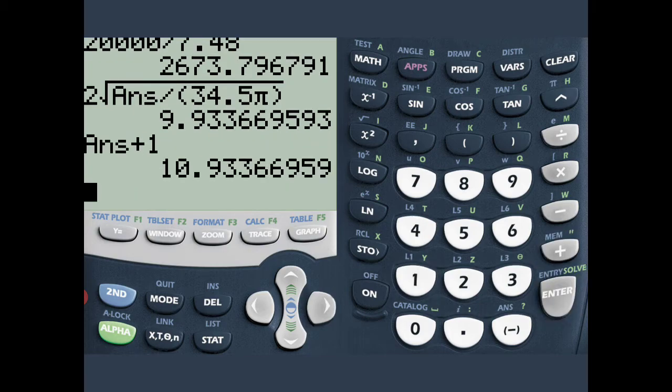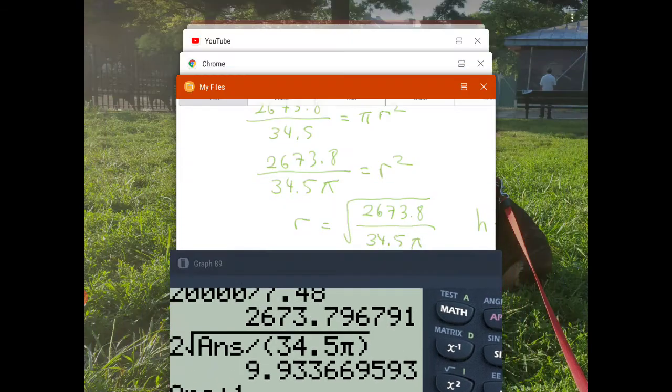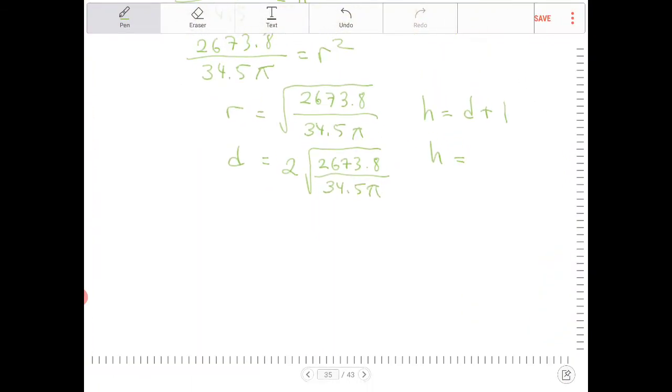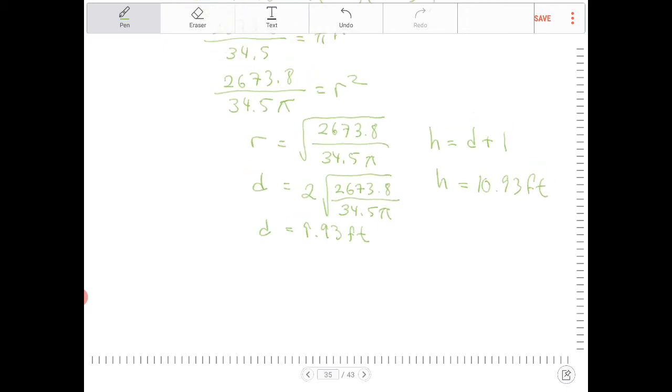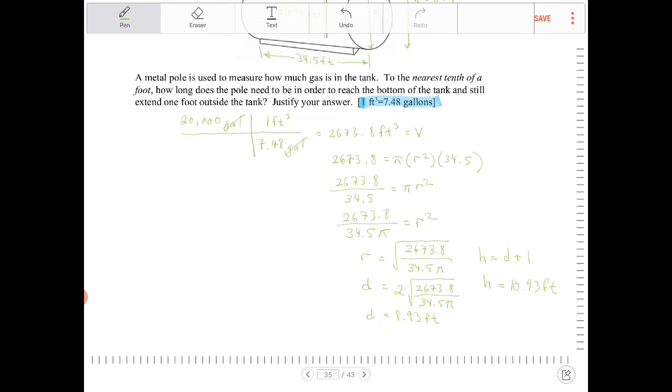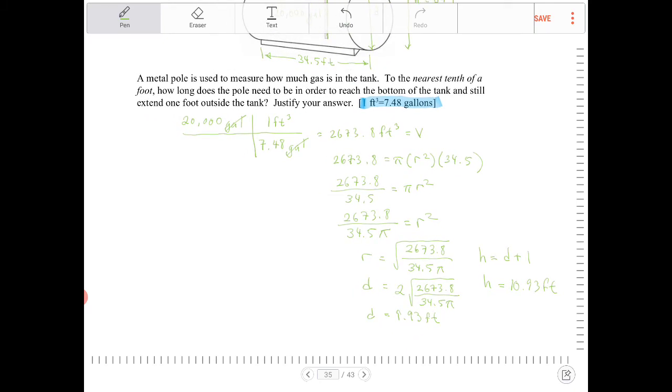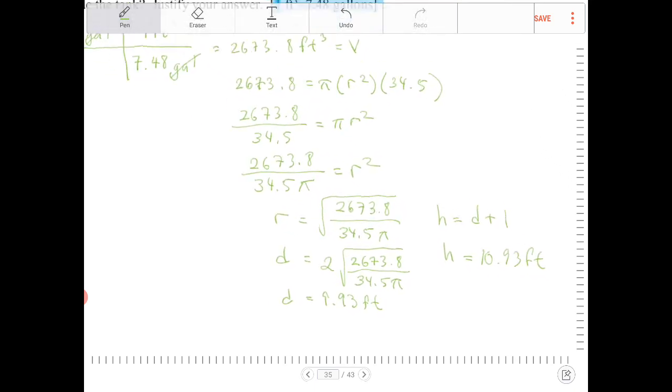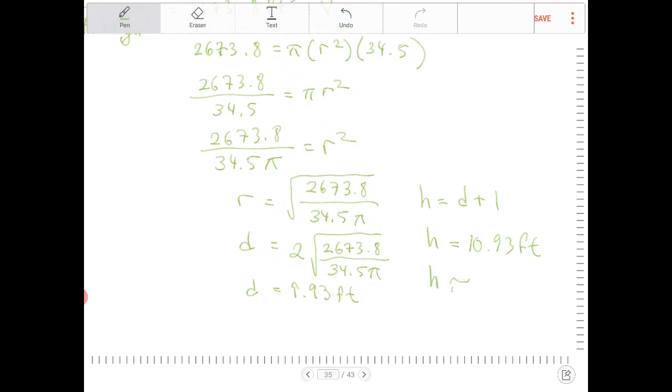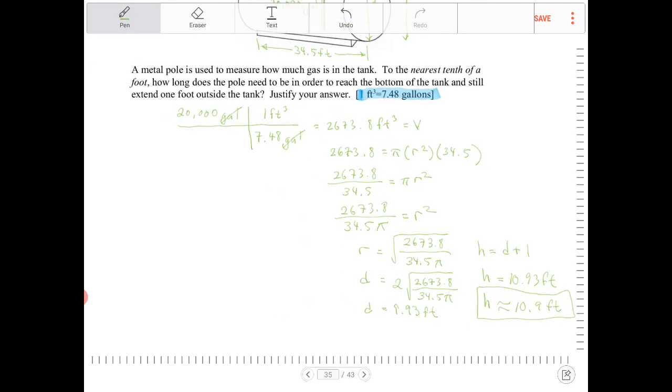That will be 10.93. So 9.93 is the diameter, so d is 9.93 feet, and h will be 10.93 feet. They want our answer to be to the nearest tenth of a foot, so h is approximately 10.9 feet. And there you go.